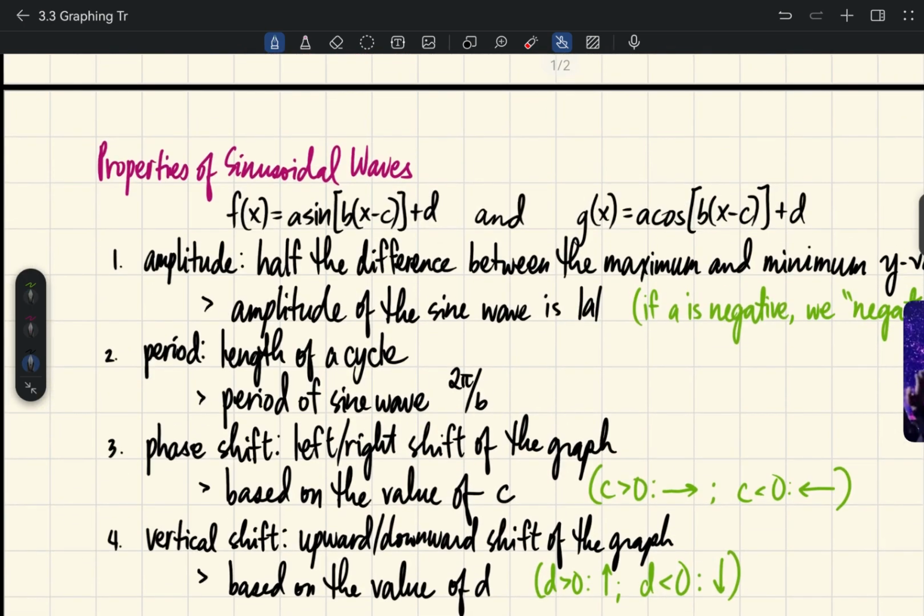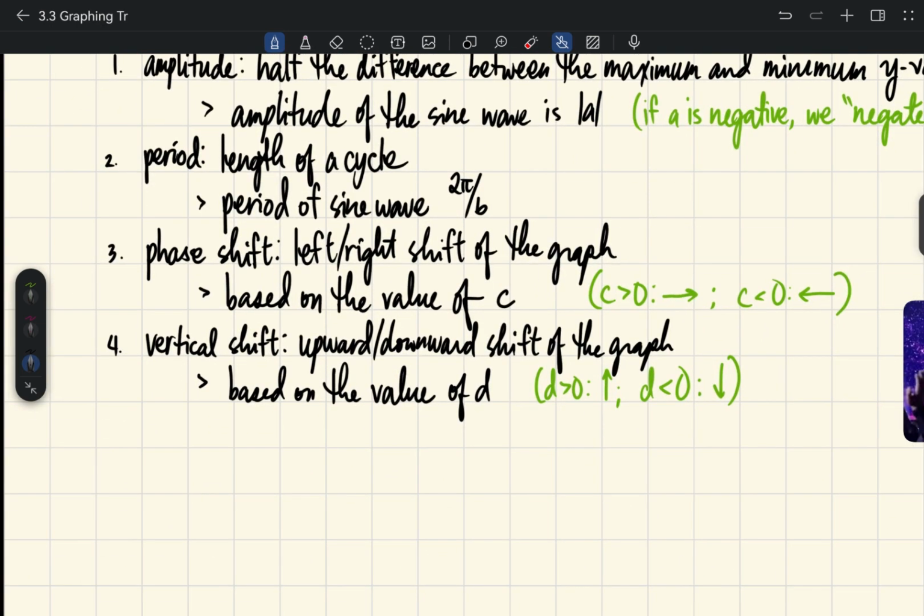So now, how will we use these properties of sinusoidal waves in graphing sine waves? So, some guidelines.